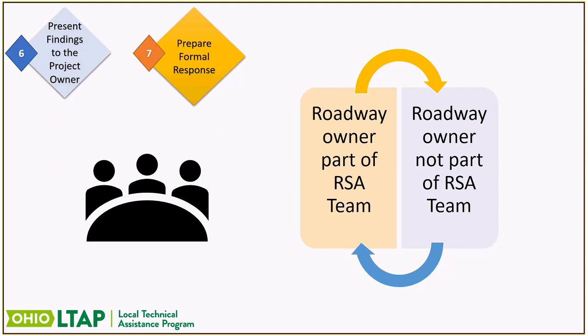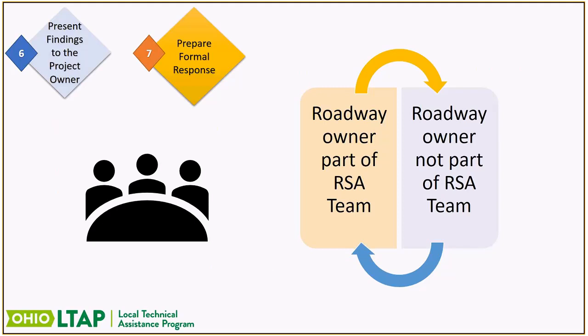Now we're up to steps 6 and 7. As I mentioned earlier in the webinar, the way we do our process is merging these steps, because our roadway owner is a part of our RSA team. If you choose to do it with the roadway owner not being a part of the RSA team, then you're going to have to go back to the roadway owner, present your findings, and let them prepare a formal response.